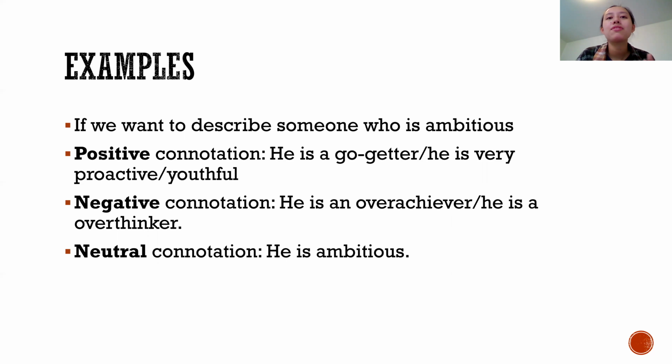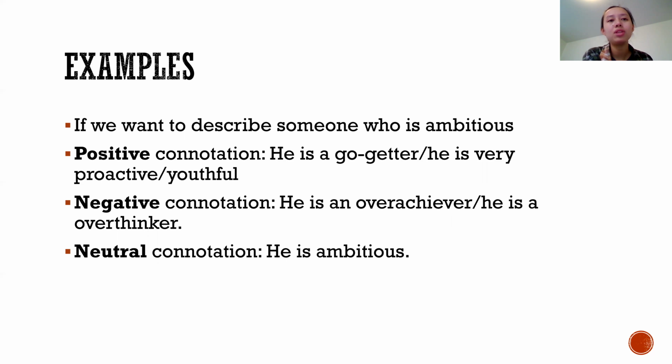But in the negative connotation, the writer would write something like, he's an overachiever, he's an overthinker. So that means, oh, this person might be doing a little bit too much. He's too proactive, so people around him may not like him. And that's the image the writer is trying to create by using different words that have positive and negative connotations.